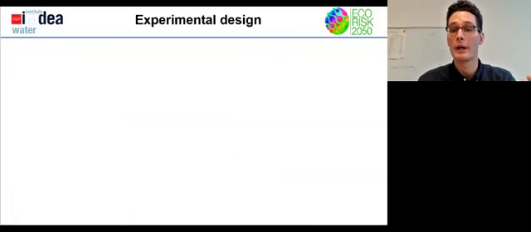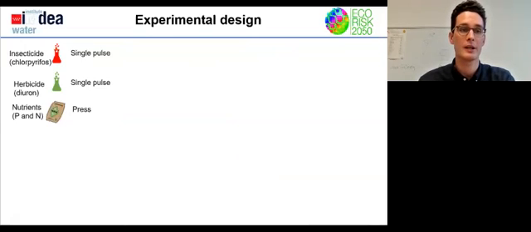To expand our understanding of how multidimensional stability is affected by disturbances, we designed a freshwater mesocosm experiment in which we manipulated 3 common agricultural stressors: an insecticide, an herbicide, and nutrients. We applied the pesticides as a single pulse. On the other hand, nutrients were applied constantly throughout the experimental period as press stressors.